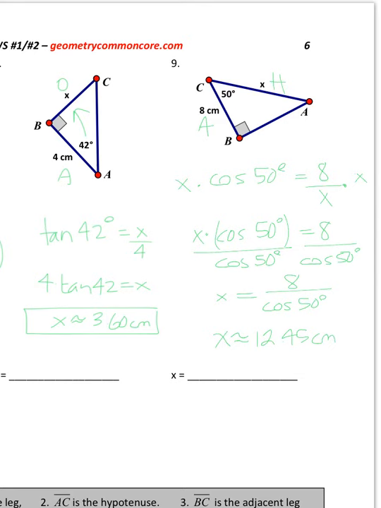At this time, go ahead and continue working on the practice problems in the 6.1 worksheet.